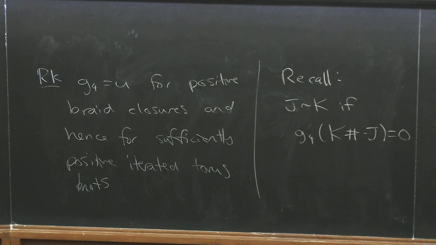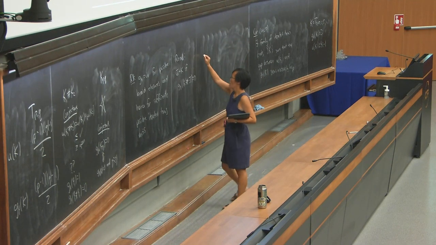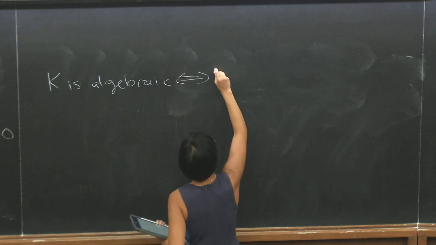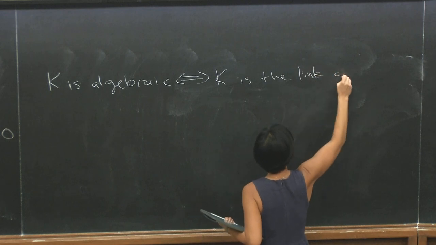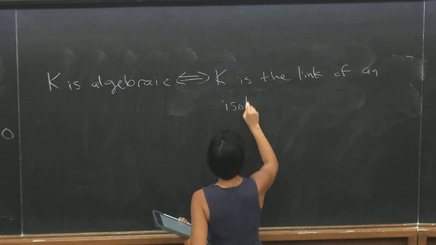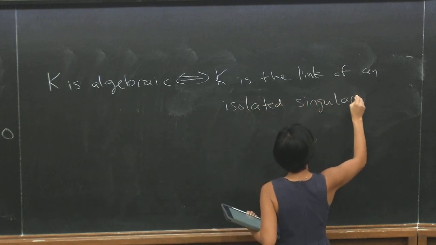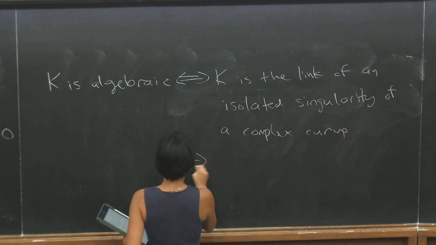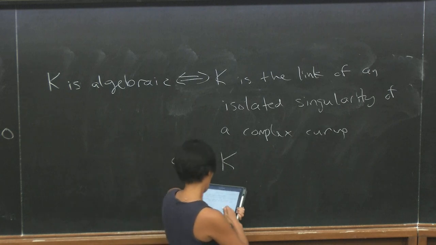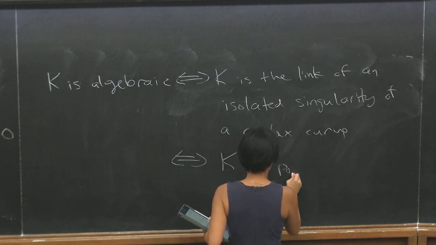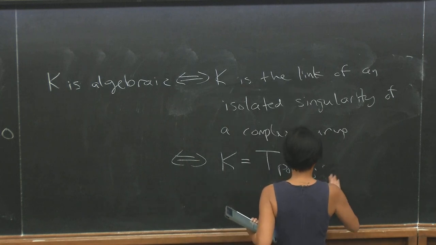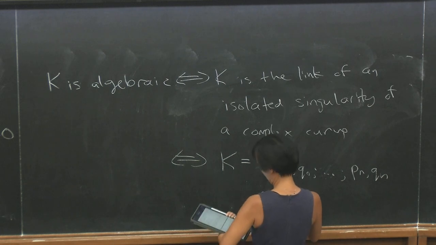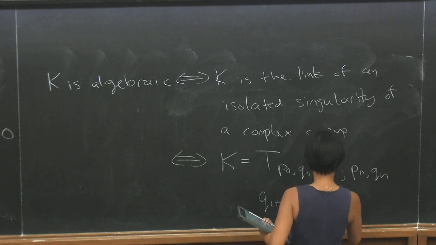And I also want to talk about algebraic knots. So a knot K is algebraic if K is the link of an isolated singularity of a complex curve. And this is equivalent to K being a sufficiently large iterated torus knot. So K of this form, where q_{i+1} is greater than p_i q_i p_{i+1}.